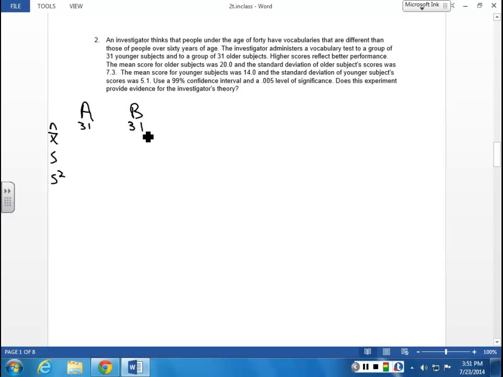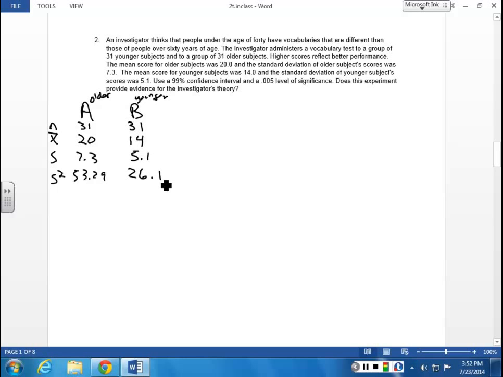For group A, and you can call A and B whichever one you want to. Since the mean for A is greater, I'm going to let this be the older and this the younger. And we had 20 and 14. And the standard deviation for the older was 7.3 and 5.1 here. We need to square those to get the variances, and we get 53.29 and 26.1.